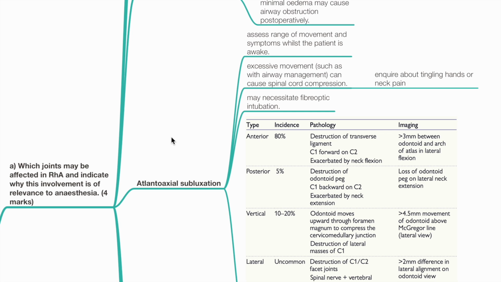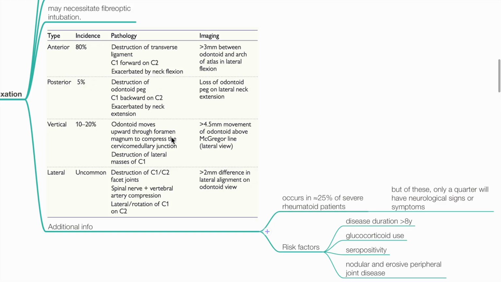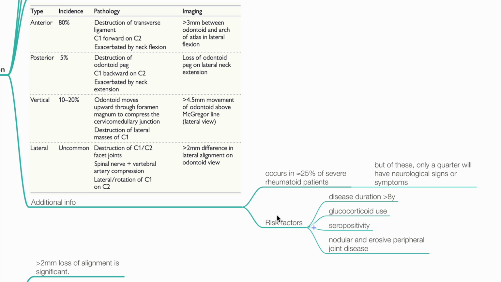Atlantoaxial subluxation. Assess range of movement and symptoms while patient is awake. Excessive movement, such as during airway management, may cause spinal cord compression. Inquire about tingling hands or neck pain. Atlantoaxial subluxation may necessitate fiber optic intubation. Anterior type is the most common, 80%, followed by vertical, 10 to 20%, posterior, 5%, and lateral. Atlantoaxial subluxation occurs in about 25% of severe rheumatoid patients.